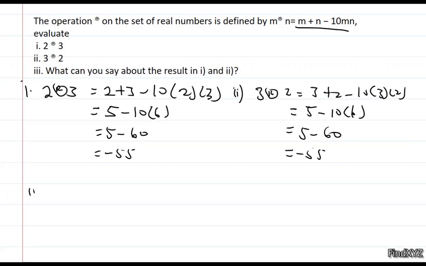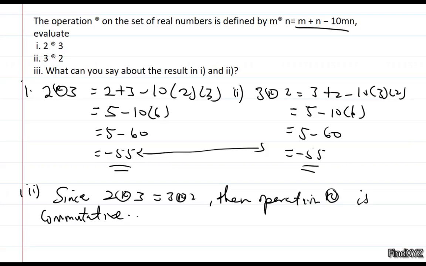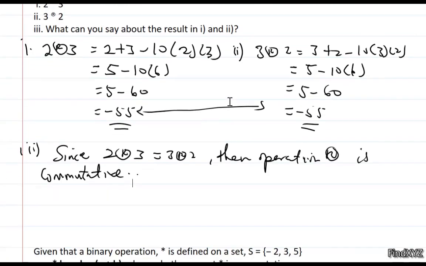Now, what can we say about I and II? We can clearly see that these two operations resulted in the same outcome. So since 2 operation 3 is equal to 3 operation 2, then the operation is commutative. So whenever you swap the order in which you are performing the operation and it results in the same outcome, then you can conclude that it is commutative. Let's try another example.